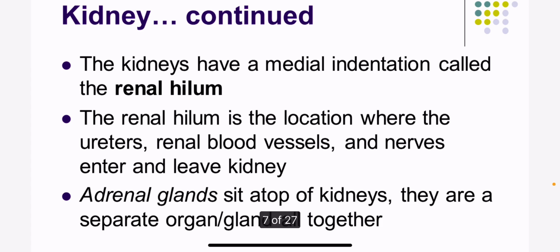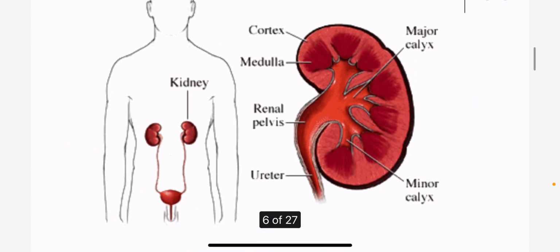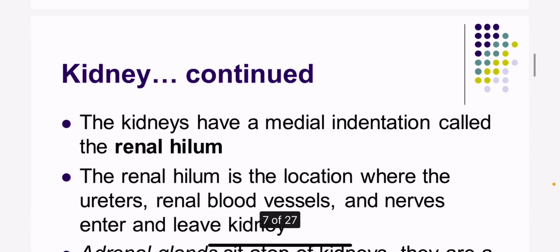So the kidneys have that medial indentation, like I said, the renal hilum, and I'll go back for a second. Again, I wish I had a pointer here. So the renal pyramids, which are in the medulla, that's where urine is produced. The urine is captured by the minor calyx, which then flows to the major calyx, which then flows to the renal pelvis, which then flows to the ureter, and the ureter will bring urine down to the bladder.